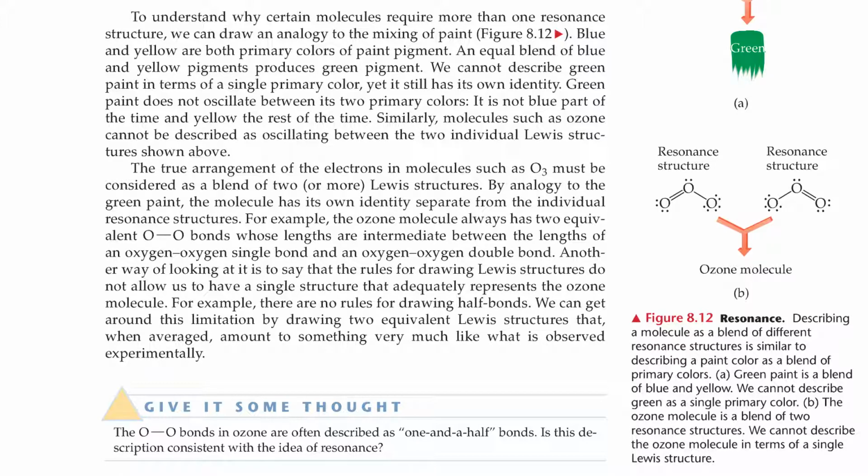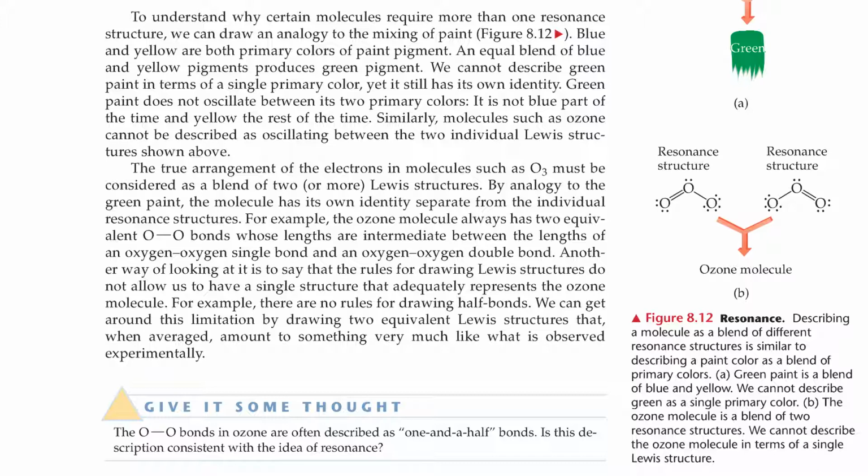To understand why certain molecules require more than one resonance structure, we can draw an analogy to the mixing of paint. Blue and yellow are both primary colors of paint pigment. An equal blend of blue and yellow pigments produces green pigment. We cannot describe green paint in terms of a single primary color, yet it still has its own identity. Green paint does not oscillate between two primary colors. It's not part of the time blue and the rest of the time yellow.